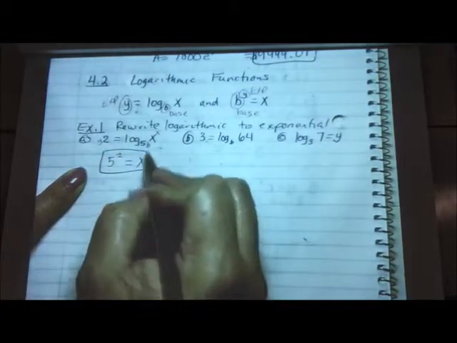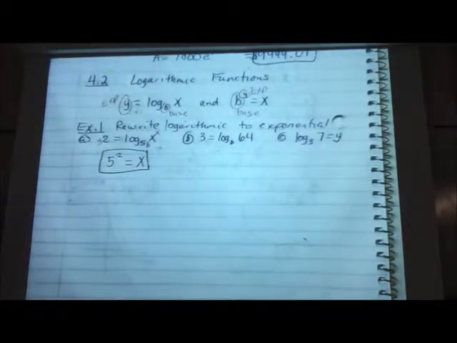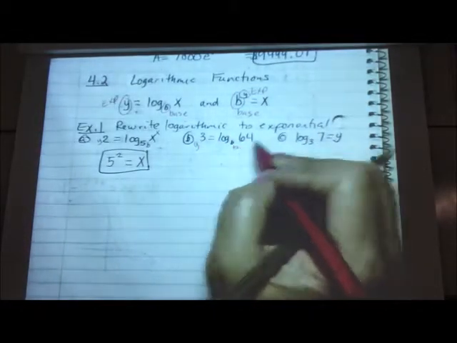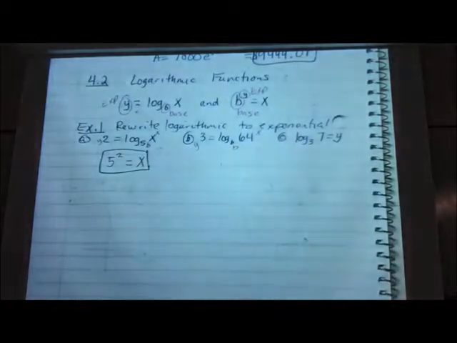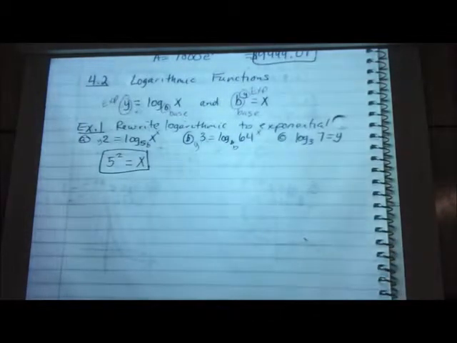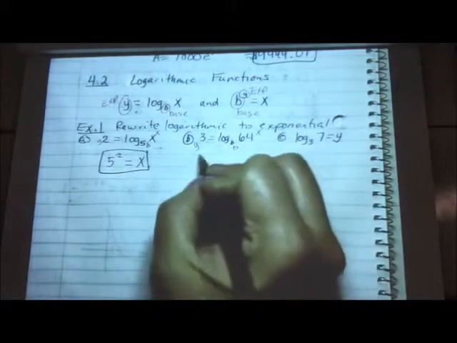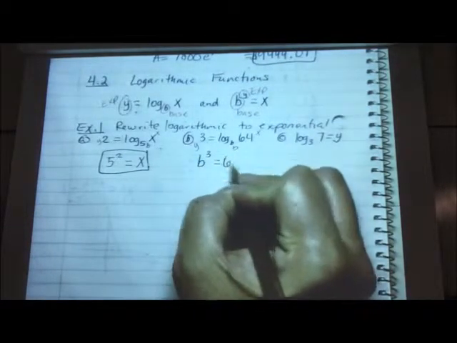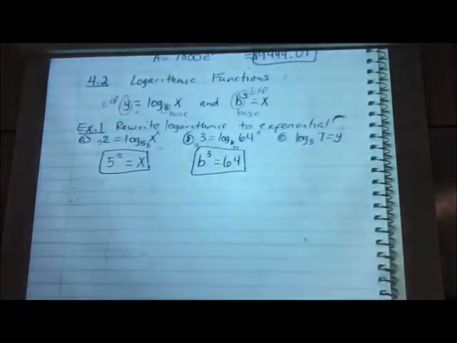So would x be 25? If we have to solve for it, yes, that's what it would be. That's all you have to do. And problem 1 is like example 1. So this is your y, this is your b, and this is my x. So you're getting it in logarithmic, you change it to exponential. So who's my b? B. Who's my y? 3. And who's my x? 64.